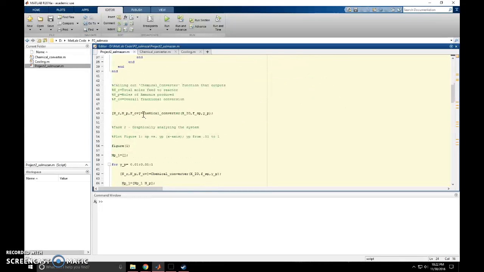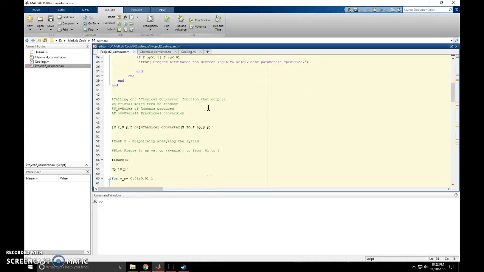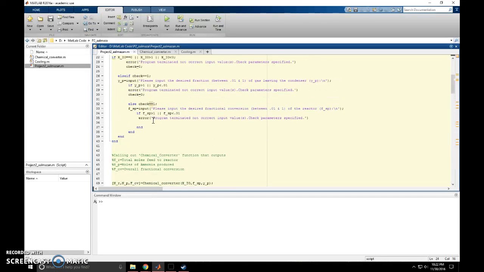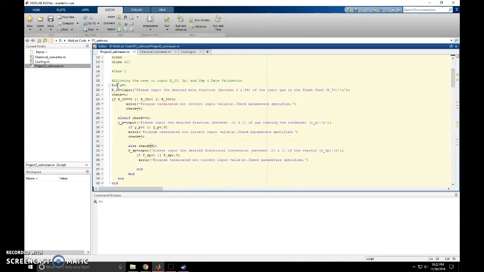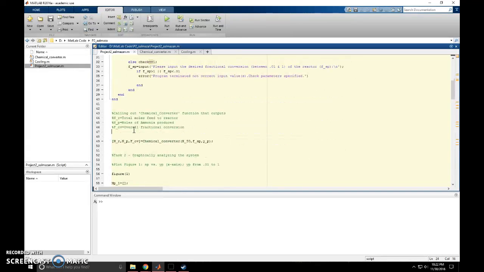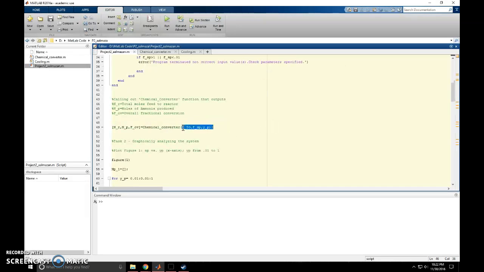numbers. And so here we call the chemical converter function for our 3 outputs after the user has input their 3 variables. And so these are the 3 outputs we're looking for. So NR, total moles fed to the reactor, NP, moles of ammonia produced, and FOV, overall fractional conversion of nitrogen. And so basically we just want to input these 3 variables into the chemical converter function, and get these 3 outputs: moles fed to the reactor, moles of ammonia produced, and the overall fractional conversion.